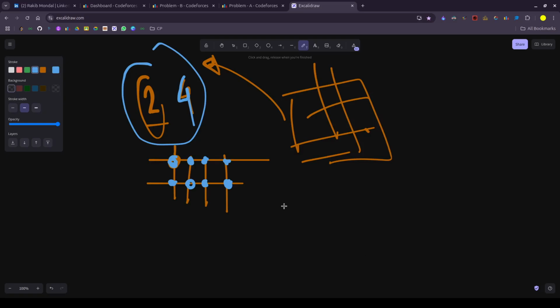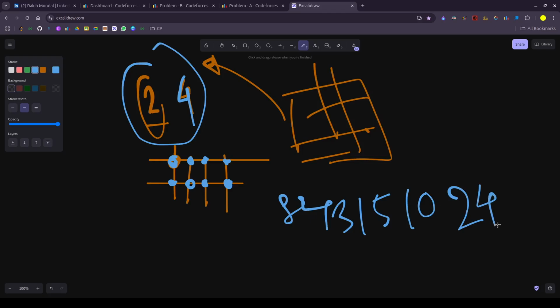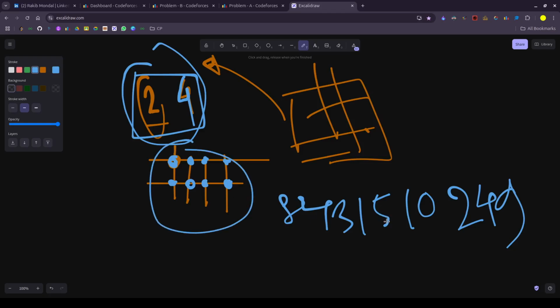Like there will be some values like 8, 4, 3, 1, 5, 10, 1, 2, 3, 4, 5, 6, 7, 8, and 2, 4, and 9. Someone interrupted our input stream, so we have to find the dimension of our grid. If there are multiple solutions, we can print any of them.